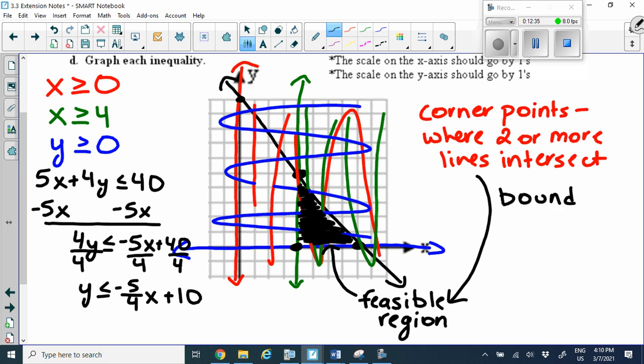So this is going to allow us to tell how to maximize our profit and minimize the cost, okay? Okay, so in the next video, we're going to be talking about using the corner points to determine how to maximize our profit and minimize our cost.